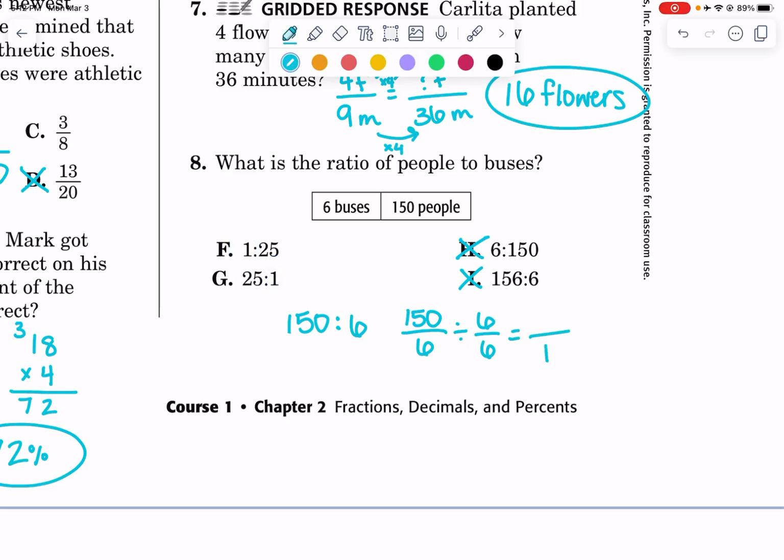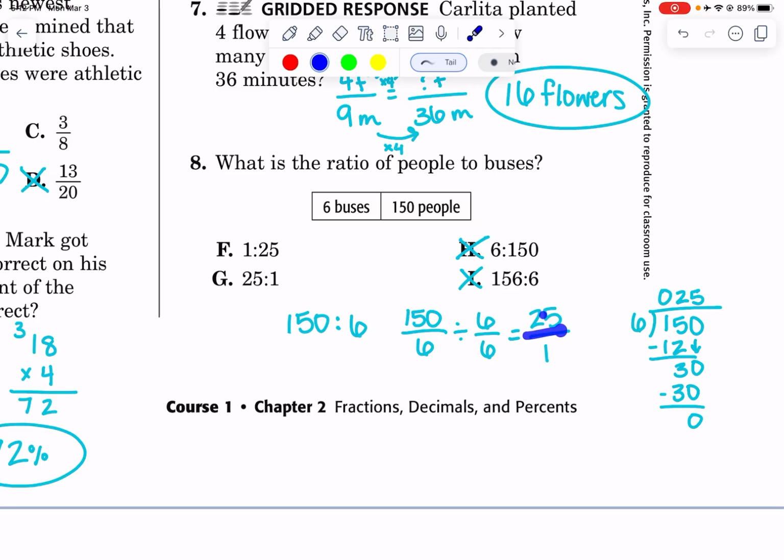6 divided by 6 is 1. Now I have to do 150 divided by 6. How many times does 6 go into 1? It goes in 0 times. How many times does 6 go into 15? It goes in twice. 6 times 2 is 12. Minus equals 3. Bring down that 0. How many times does 6 go into 30? It goes in 5 times. 6 times 5 is 30. Minus equals 0. We get 25. 25 to 1. It needs to be in that order. 25 to 1, which is G.